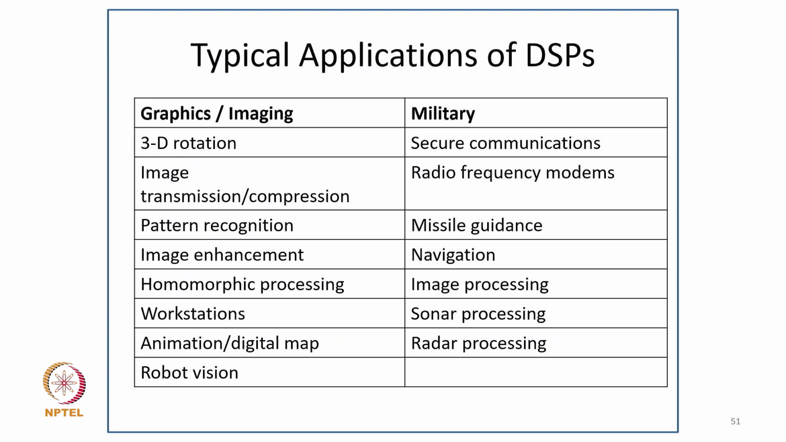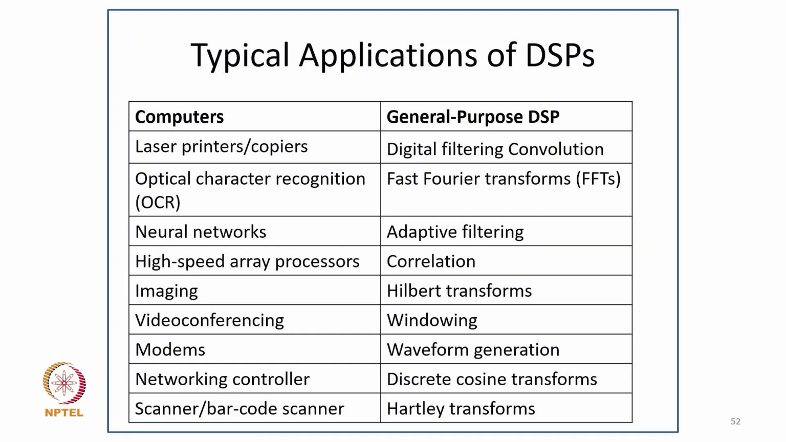And for graphics and imaging, like 3D rotation, image transmission, compression, pattern recognition, image enhancement, homomorphic processing, workstation, animation and digital map, robot vision. And for military applications, like secure communication, radio frequency modem, missile guidance, navigation, image processing, sonar processing and radar processing. Now in computers, like laser printer, copier, optical character recognition, OCR, neural network, high-speed array processors, imaging, video conferencing, modems, network controller, scanner or barcode scanners.